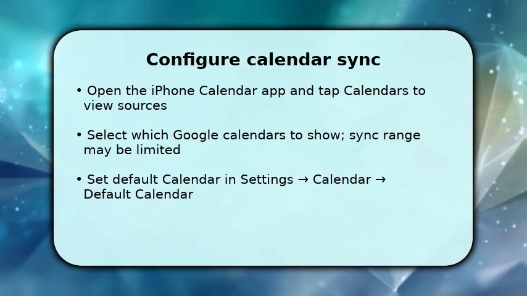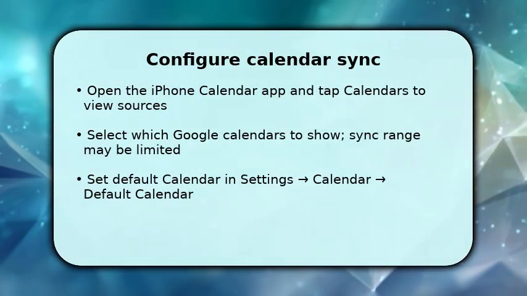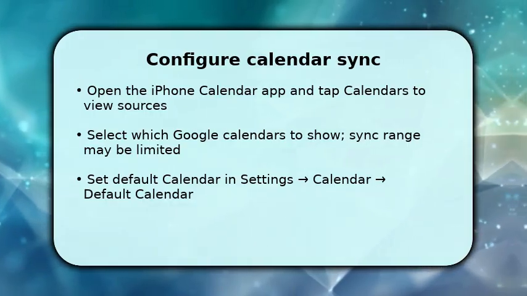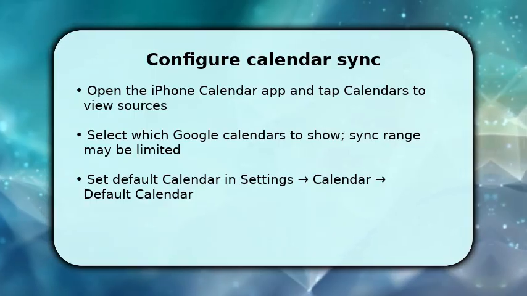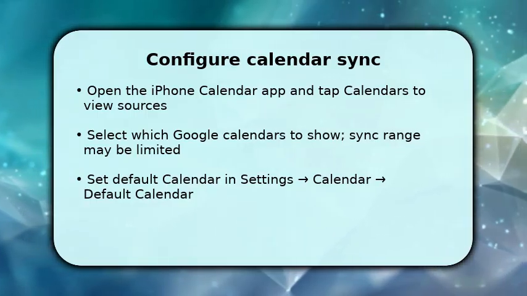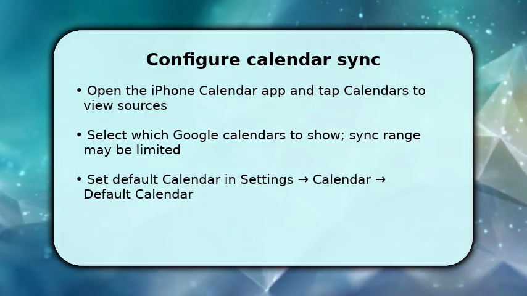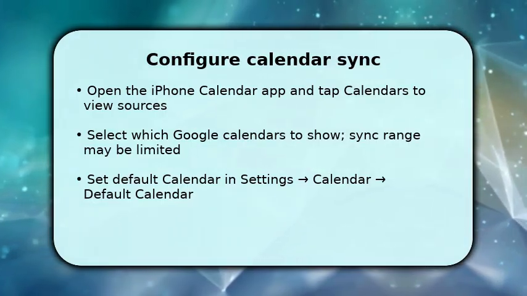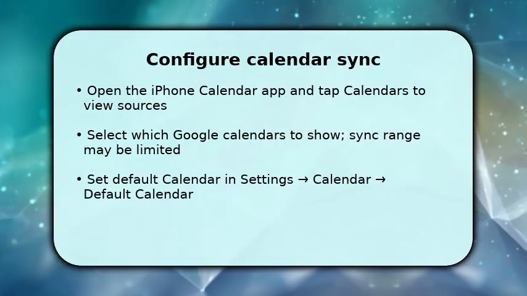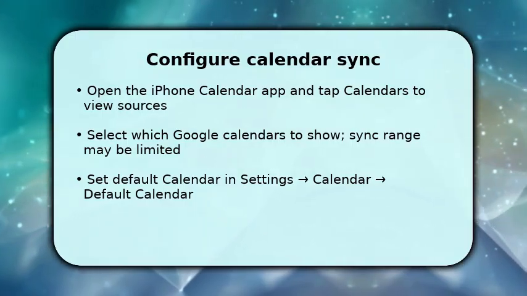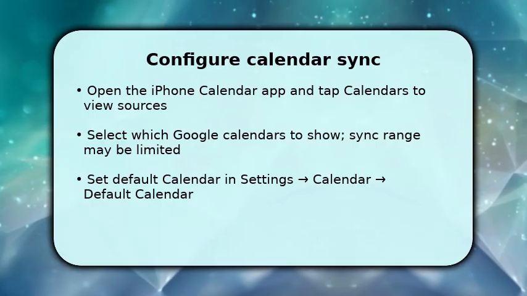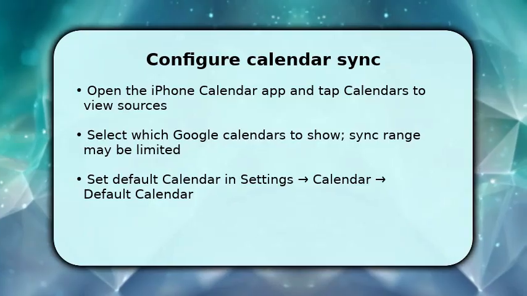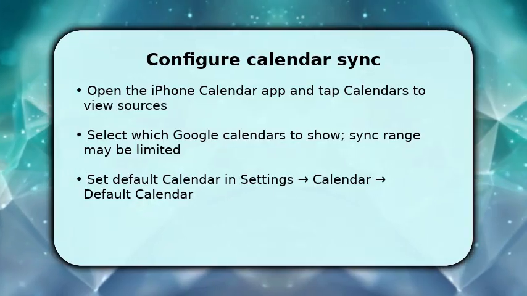Next, open the Calendar app to control which Google Calendars appear. Tap Calendars at the bottom, expand your Google account, and check the specific calendars you want visible. Make sure sync range is acceptable. Older events may be excluded if set to a short window. Then, set your default calendar in Settings, Calendar, Default Calendar so new events go to Google by default. Once configured, events created on either side will use the same account and sync more predictably.